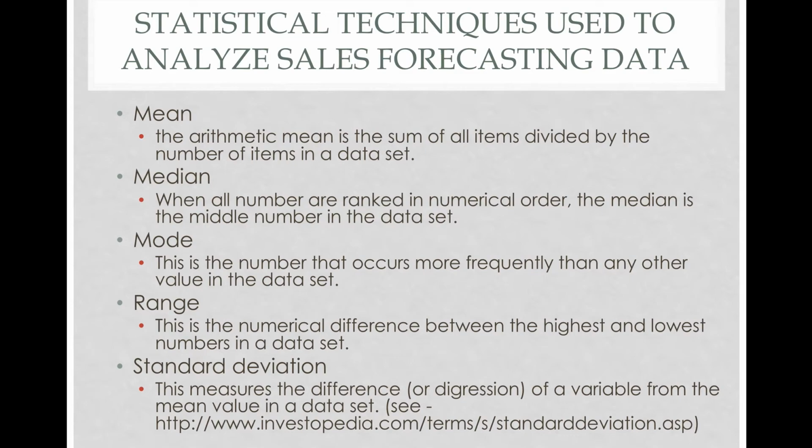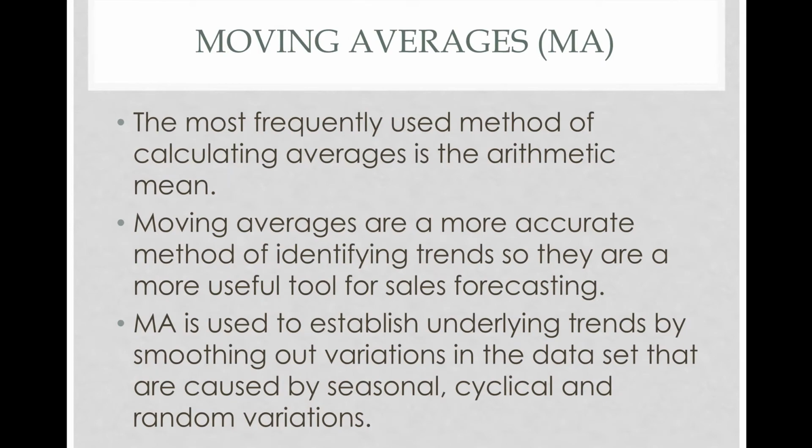Range is the numerical difference between the highest and lowest. So if your highest number was 100 and your lowest was 40 out of those 10 numbers, your range would actually be 60, 100 minus 40. Very easy, right? Standard deviation, a little more technical. So this measures the difference of a variable from the mean, the average value in a data set. So it's just looking at pretty much how big is the spread of data that you're looking through.